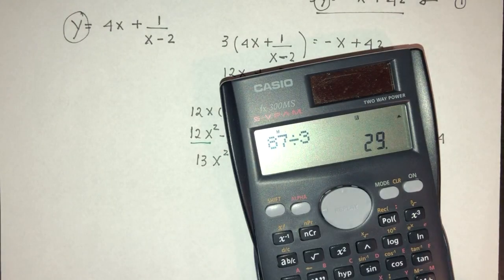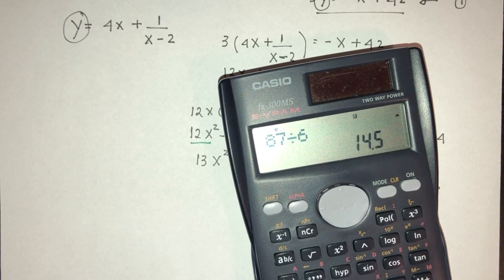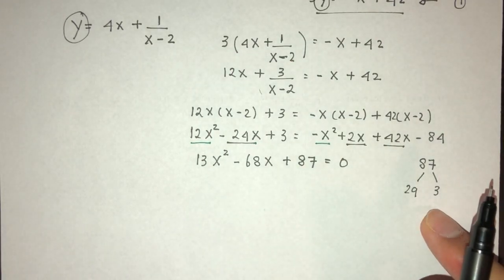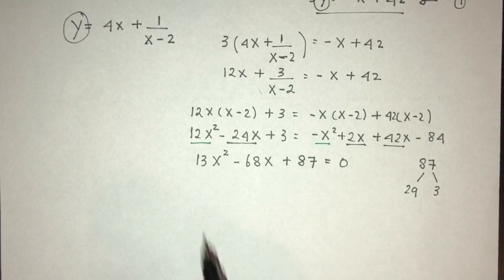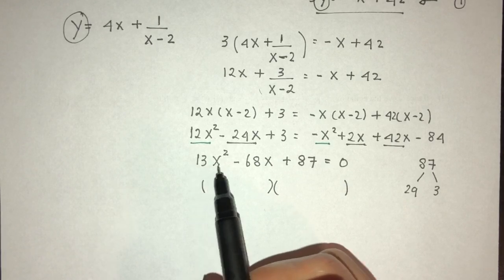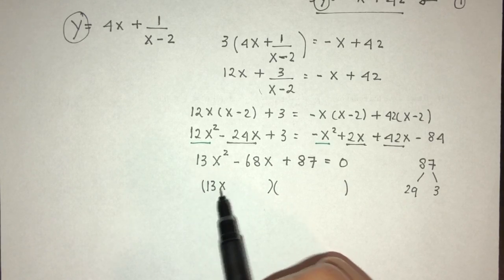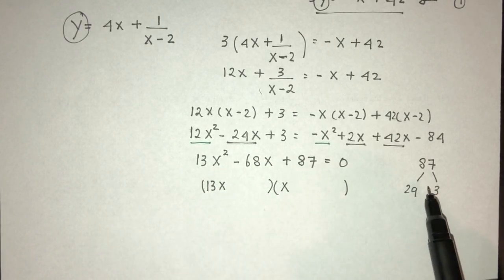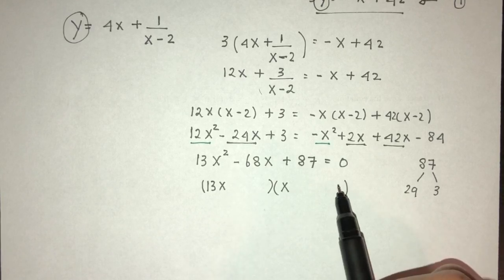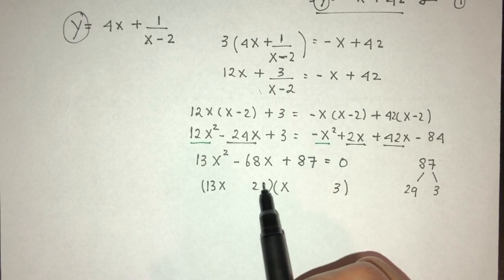So what else? Let's see. 87 divided by 6, not possible. Divide by 9, not possible. So we have to use those two to find the values of x. So here we have 13x times x. Now 3 should be here, and this is 29.